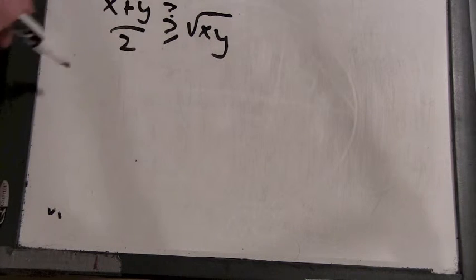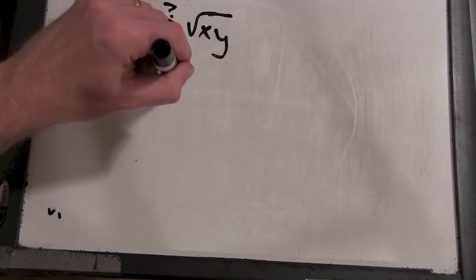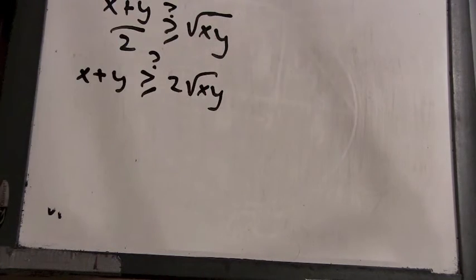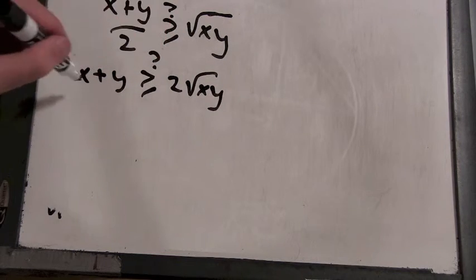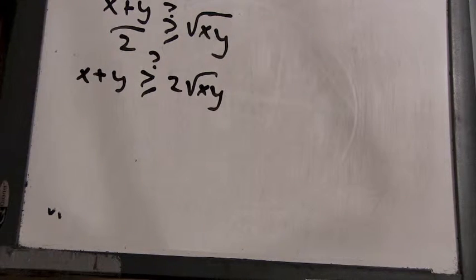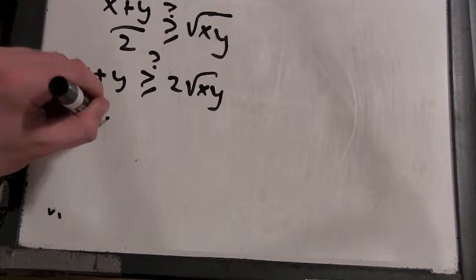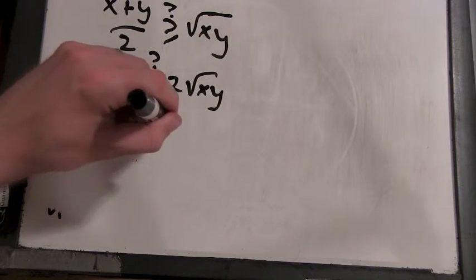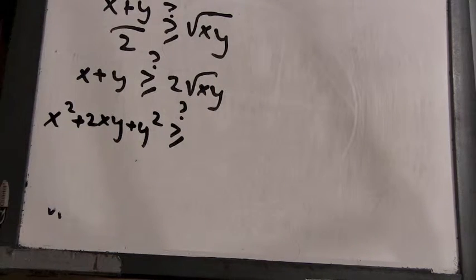So let's multiply by 2. Is x + y always greater than or equal to 2 times the square root of xy? What should we do now? We could square everything. Yeah, because we know everything's positive. That's not going to goof up any of the inequalities. So what is (x + y) squared? It's x squared plus 2xy plus y squared. And the question is, is that greater than or equal to, what's 2 times the square root of xy, all squared?